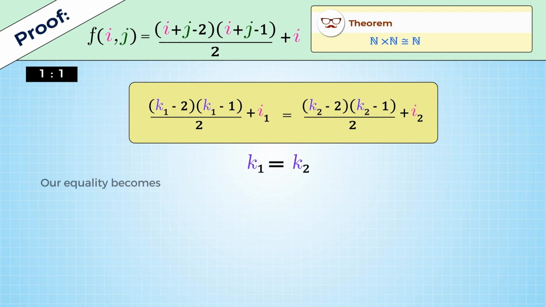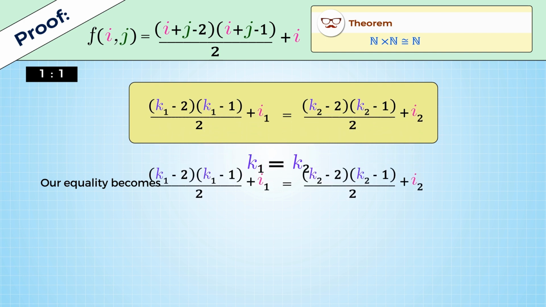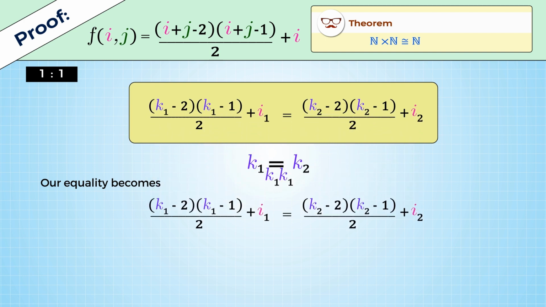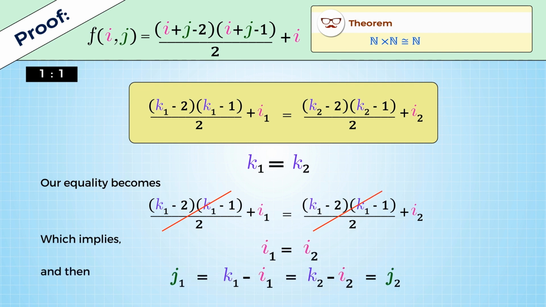Now the proof is easy. Our equality becomes (k1-2)(k1-1)/2 plus i1 equals (k1-2)(k1-1)/2 plus i2, which immediately implies that i1 equals i2. And then j1 equals k1 minus i1, which is the same thing as k2 minus i2, which is then just j2.